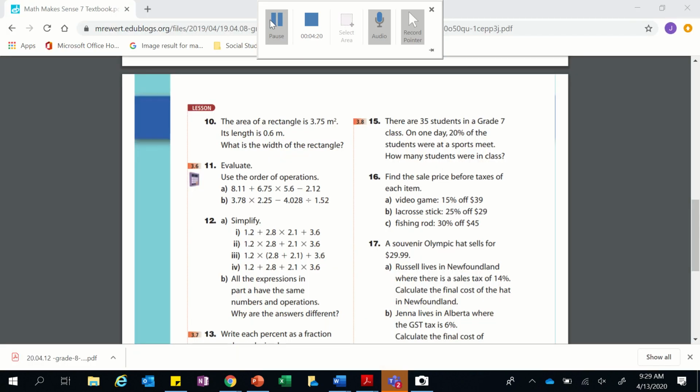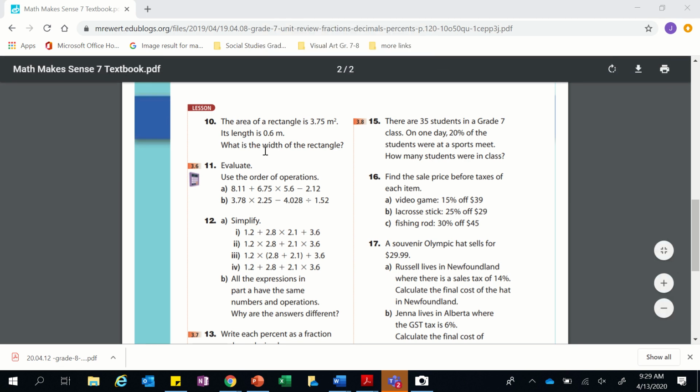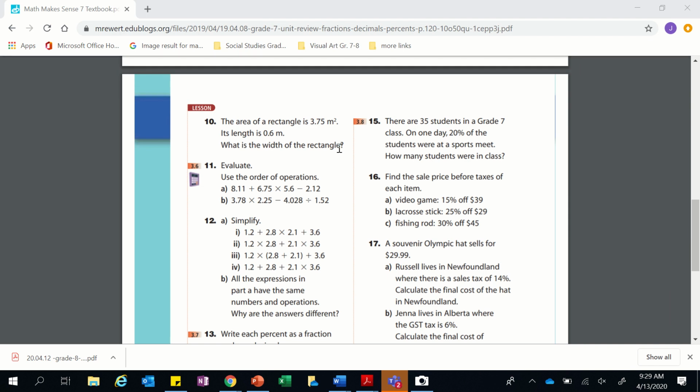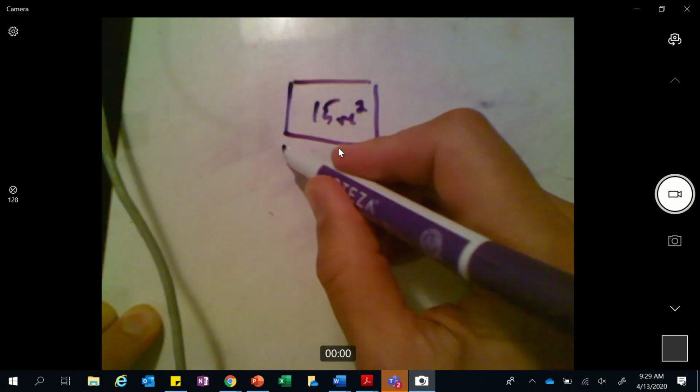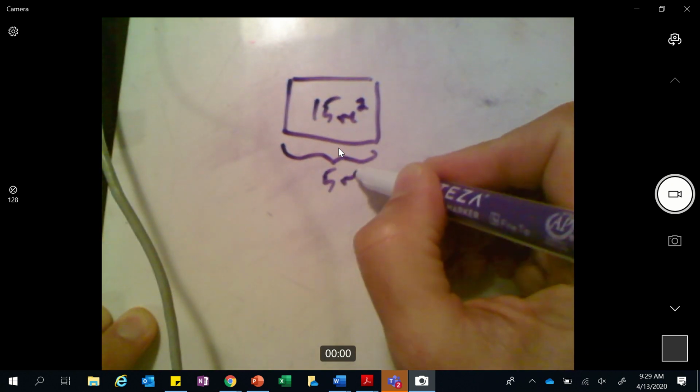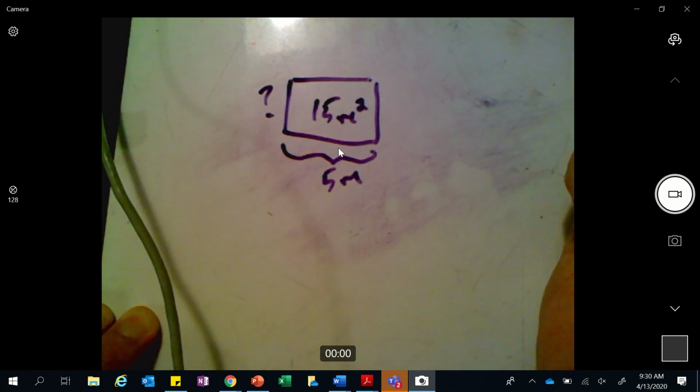In the assignment, you will also need to balance using a formula briefly. This is shown in number 10 when it says area of a rectangle. We have to remember formulas. So for example, if I said I had a rectangle and the area was 15 meters squared, it's a very large rectangle, and I knew that the length was 5 meters, what would the remaining side be?